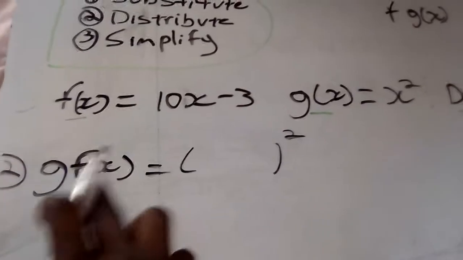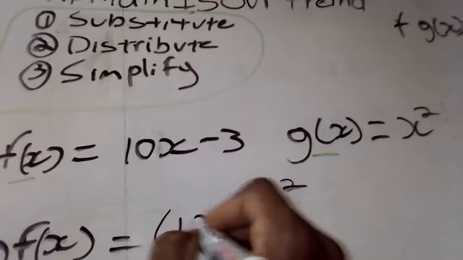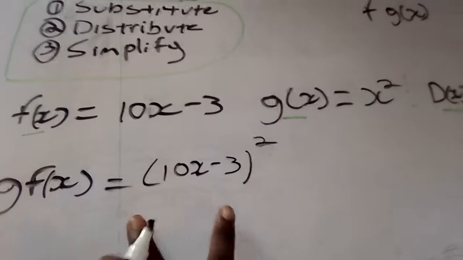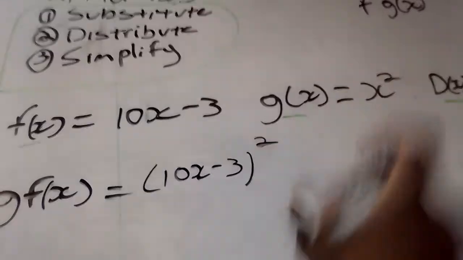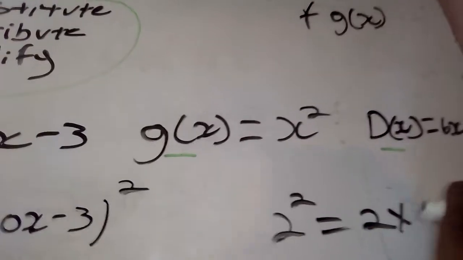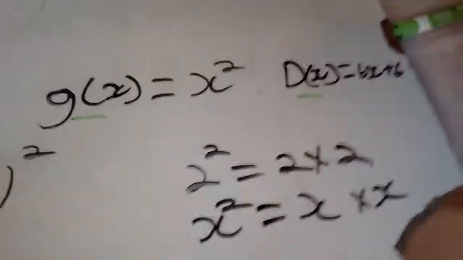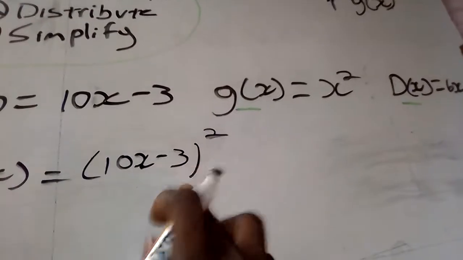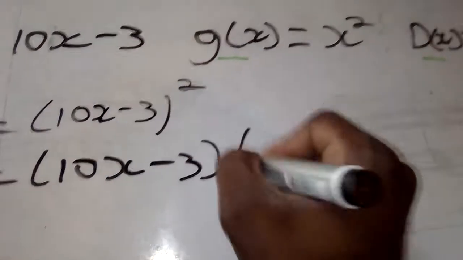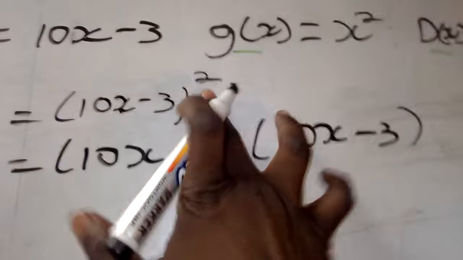Then now I need to put f of x inside the bracket. f of x was 10x minus 3, so I will put 10x minus 3 inside of the bracket. So this is what we have for g of f of x. Now this is not finished, you can simplify it. Just to explain a bit, when you have 2 squared, it is equal to 2 times 2. If we have x squared, it is equal to x times x, right? So that means when we have 10x minus 3 squared, we can write it as 10x minus 3 bracket 10x minus 3. So when we expand this, we get this.